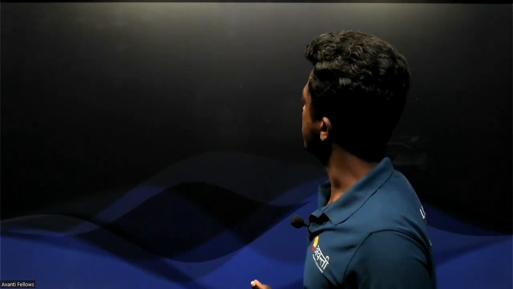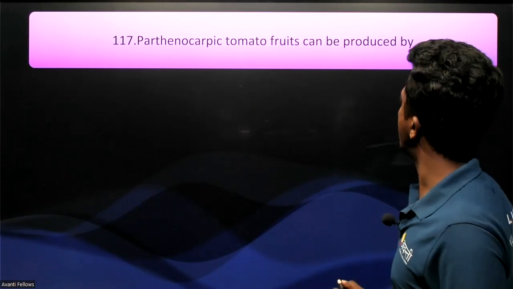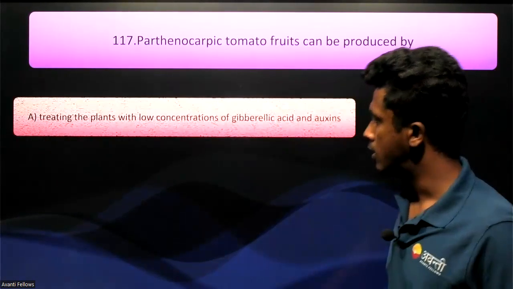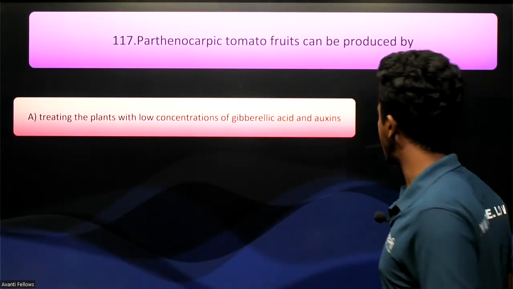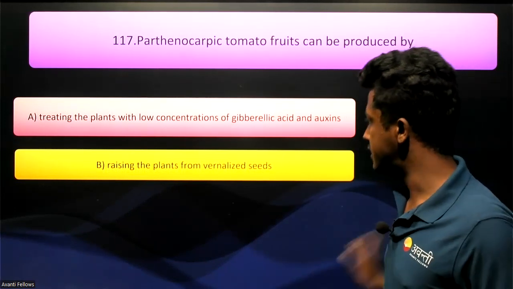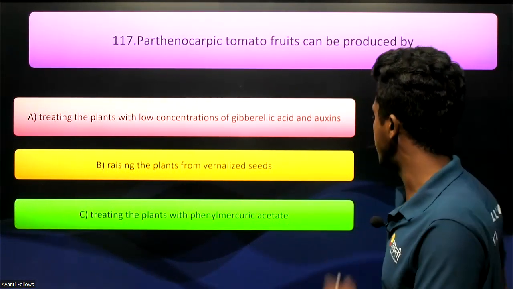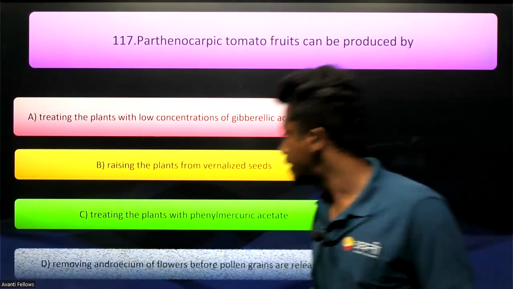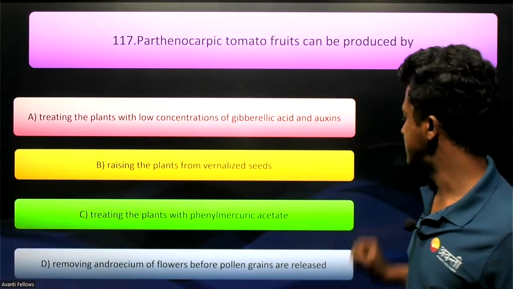Our next question is 117th question. Parthenocarpic tomato fruits can be produced by. Our options are: treating the plants with low concentration of gibberellic acid and auxins, and then raising the plants from vernalized seeds; next, treating the plants with phenyl mercuric acetate; and the final option, removing androecium of flowers before pollen grains are released.